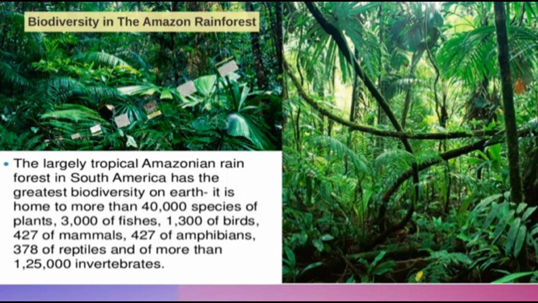What is the reason for this? Again, the geographical distribution of the Amazon forest is in such a way that it has a huge number of organisms in it. Recently, you might have heard the news that there was a forest fire in the Amazon forest, and because of that, many organisms were destroyed.